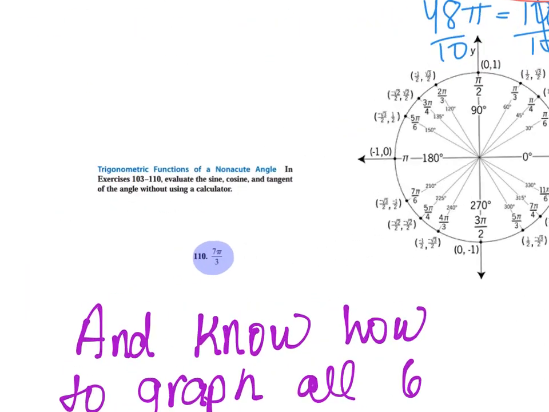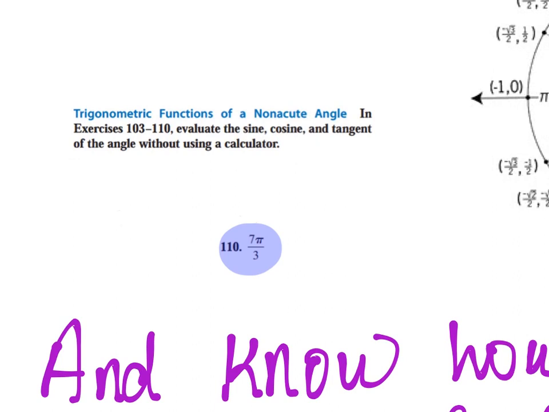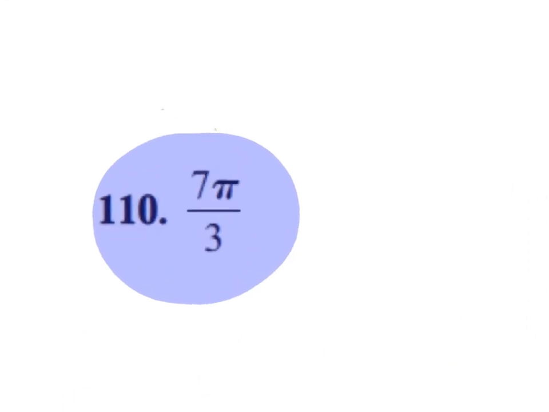Find sine, cosine, tangent without using a calculator. Do you convert first? Let's convert. I want to do what Emmy said. Let's convert: 7 pi over 3 times 180 over pi.